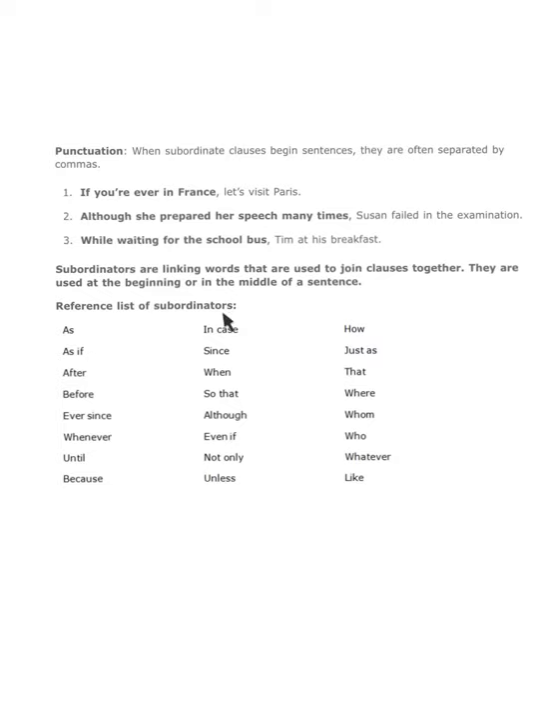Reference list of subordinators. This is a list of subordinators as if, after, in case, since, when. Subordinators are linking words that are used to join clauses together. They are used at the beginning or in the middle of a sentence.